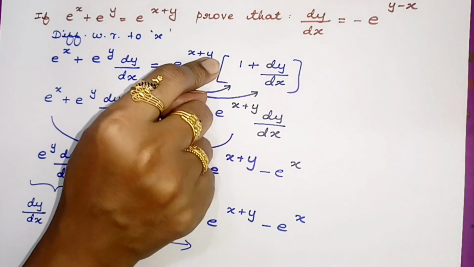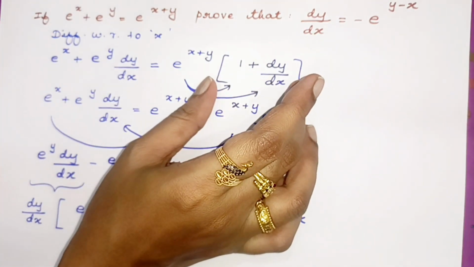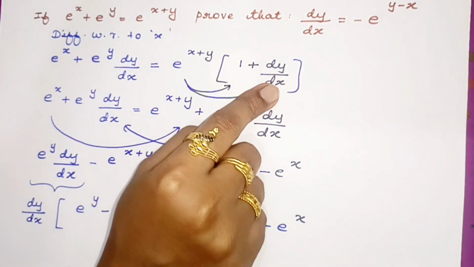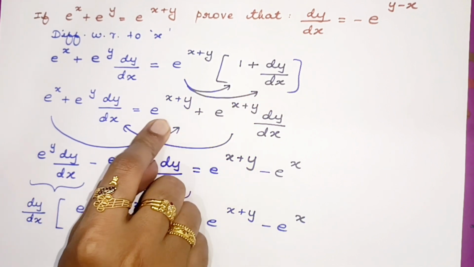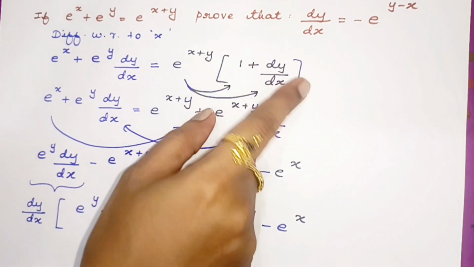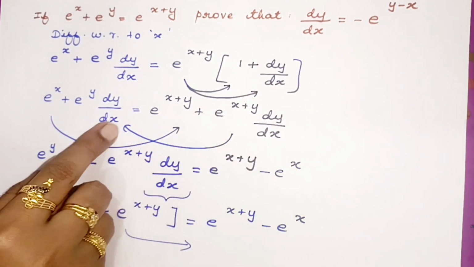பட் அதுக்கு பின்னாடி நம்மளுக்கு ஒரு வேலை இருக்கு. என்னதுன்னா இந்த பவர்ல இருக்கிற ஃபங்க்ஷனை again differentiate பண்ணணும். ஸோ x differentiate பண்ணா 1, y differentiate பண்ணா dy by dx. நெக்ஸ்ட் ஸ்டெப்ல உள்ளார மல்டிப்ளிகேஷன் பண்ணிக்கிறோம். ஸோ e power x plus y into 1 is e power x plus y plus e power x plus y into dy by dx.